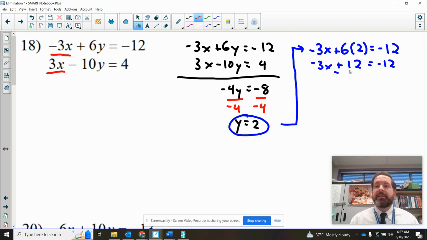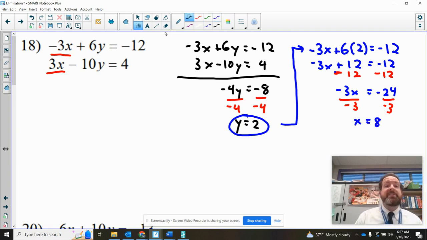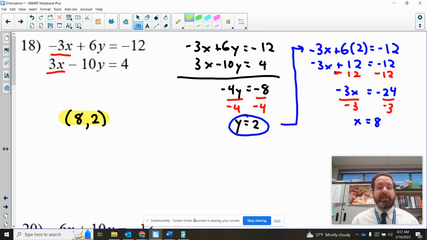Now let's do a subtraction of this 12. That's going to leave me with negative 3x plus 12 minus 12 goes to 0. That's the whole point. Equals negative 24. Divide by negative 3. We're left with x equals positive 8. So my solution is x is 8, y is 2, the ordered pair, the two numbers that make that true.